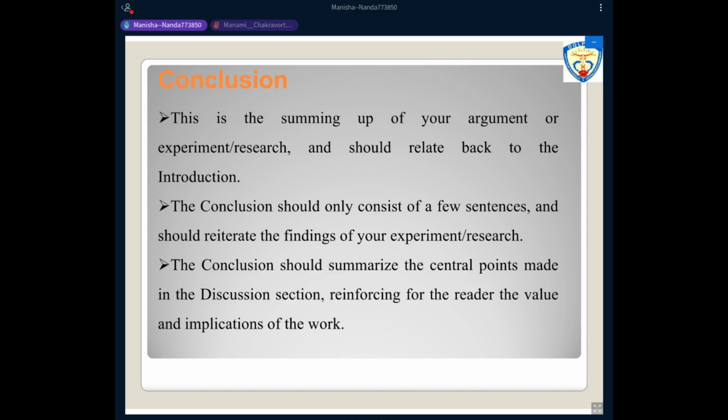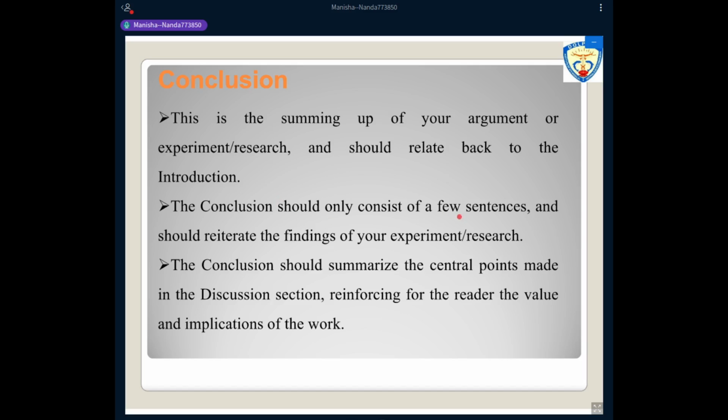Then comes the conclusion. This is the summing up of your argument or experiment or research and should relate back to the introduction, right? You have presented an introduction stating what you're going to do, how you're going to do that, and what would be the possible things that your research is going to tell about. So, in conclusion, it should just relate back all those things that you have mentioned in the introduction.